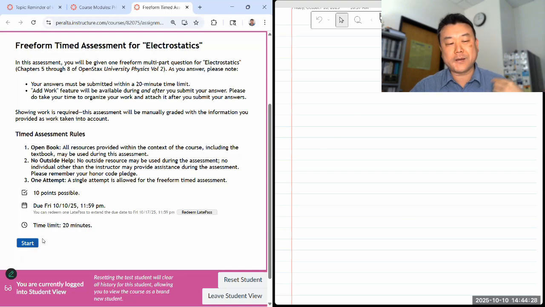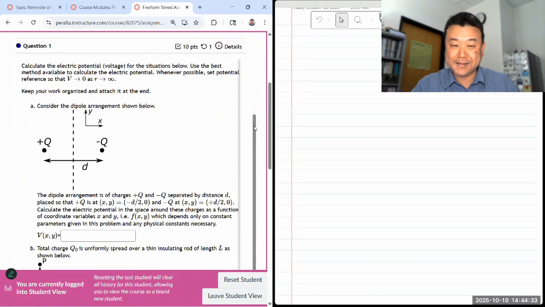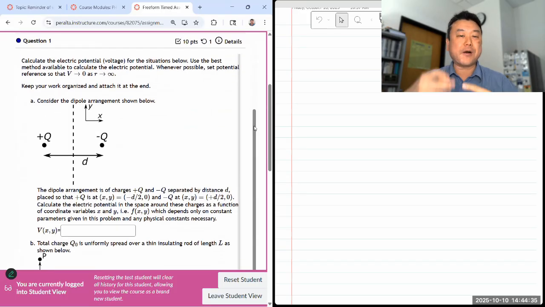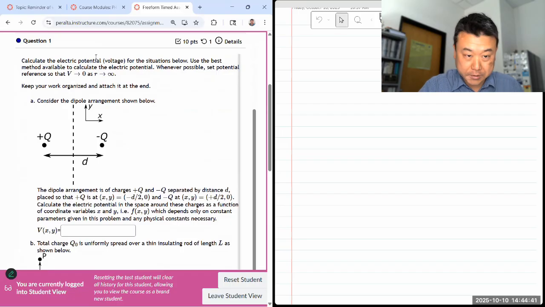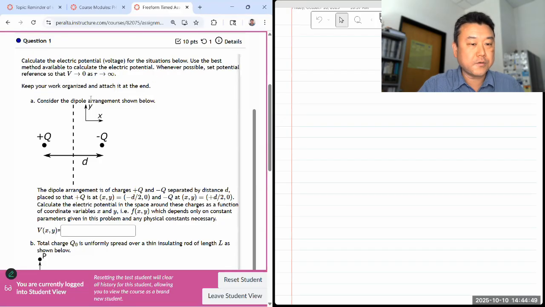I do know enough that it's about electric potential. Again, I looked at the question before, but I didn't read it other than to ensure that, unlike the other demo I've already done, it's not electric fields. So, okay. Calculate the electric potential, voltage, for the situations below. Whenever possible, good. That's what I was going to do anyway. Consider the dipole arrangement of charges separated by distance d. And so on. Yeah, this is just defining what's in the figure. Calculate the electric potential in the space around the charges as a function of coordinates X and Y. Oh, it's a general expression.